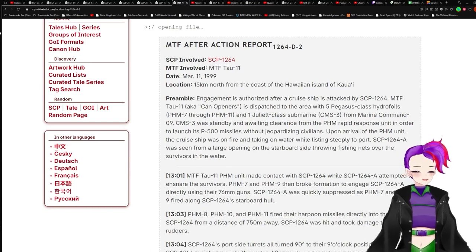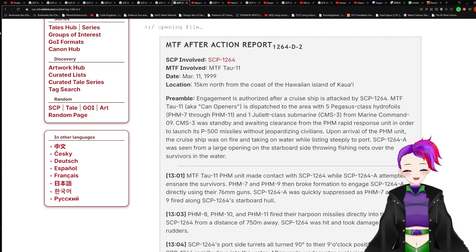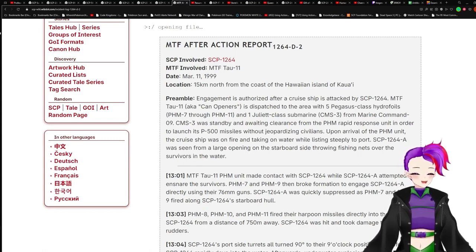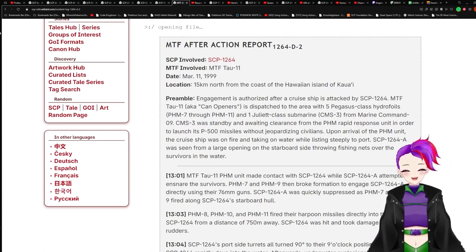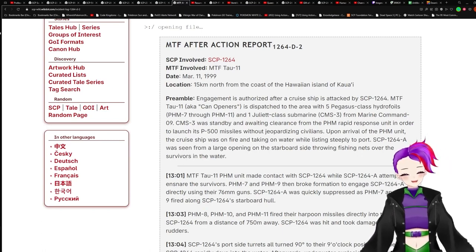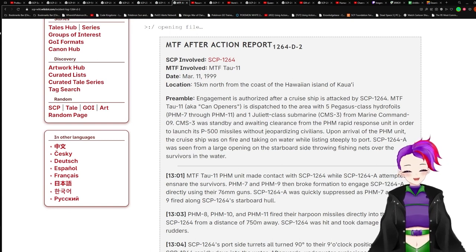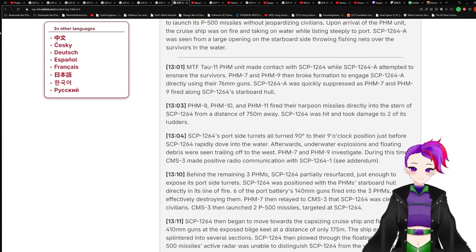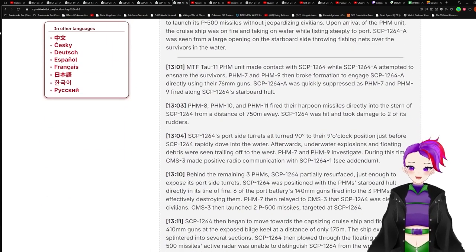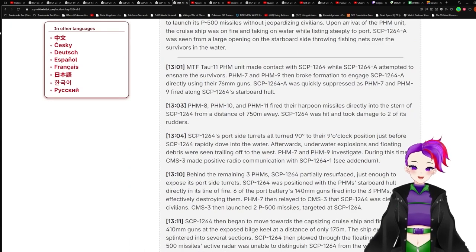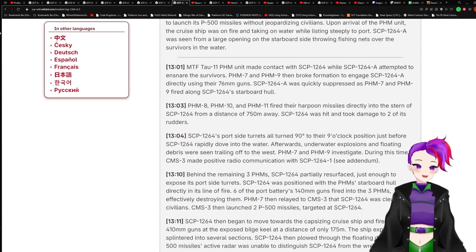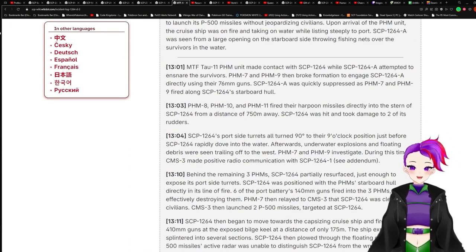Upon arrival of the PHM unit, the cruise ship was on fire and taking on water while listing steeply to port. SCP-1264-A was seen from a large opening on the starboard side, throwing fishing nets over the survivors in the water. 1301: the Tau-5 PHM unit made contact with Tau-64 while -A attempted to ensnare the survivors.